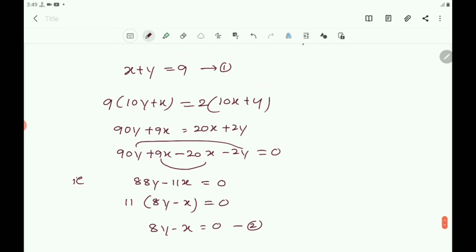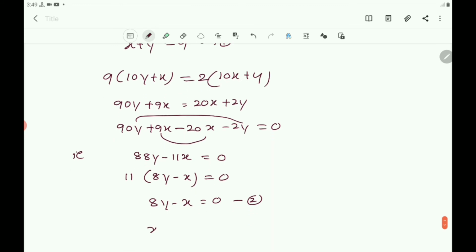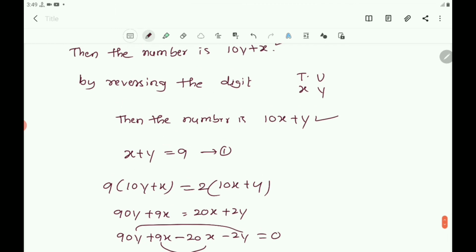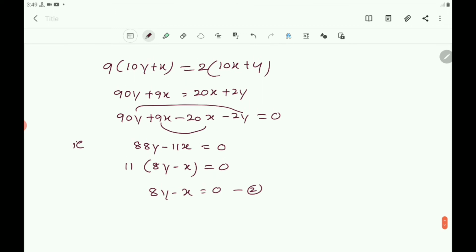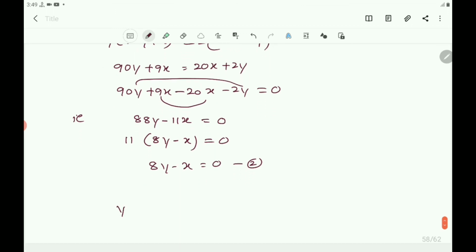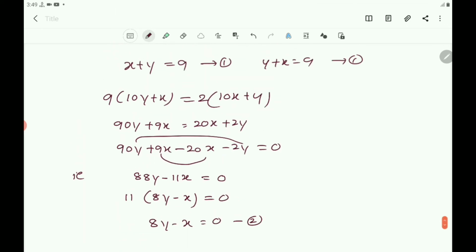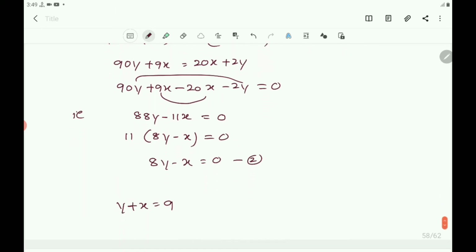In the first case you got x plus y equals 9, which can be written as y plus x equals 9. Why do we have to convert this? Because here it is 8y minus x. So take the first equation as y plus x equals 9, and the second one as 8y minus x equals 0.